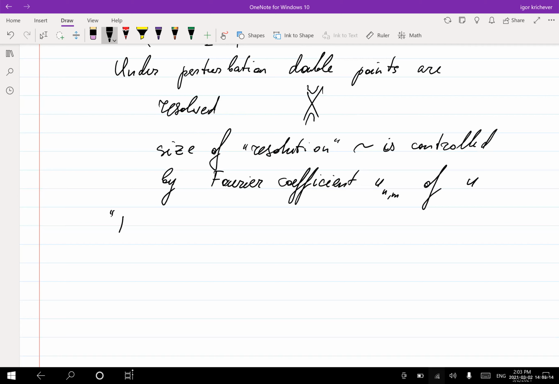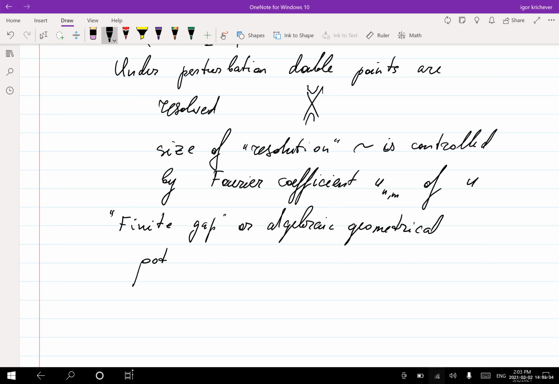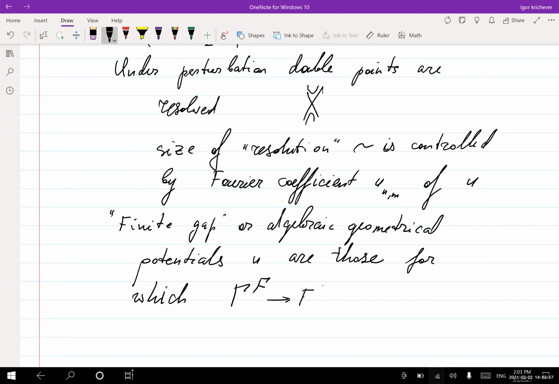I'll define finite gap, or algebraic geometrical, potentials u as those for which the normalization, which I'll call the Fermi curve of the Bloch-Floquet set, is of finite genus.